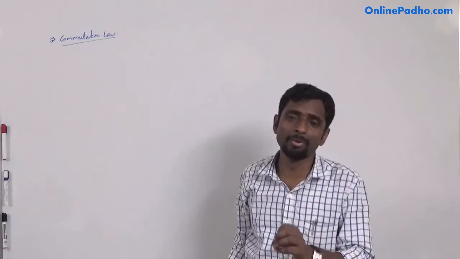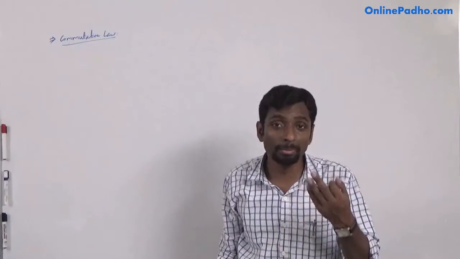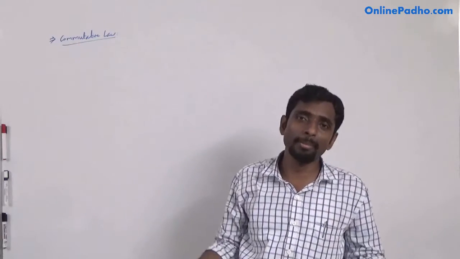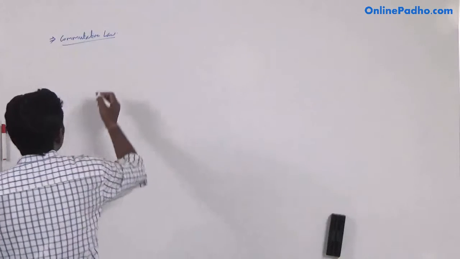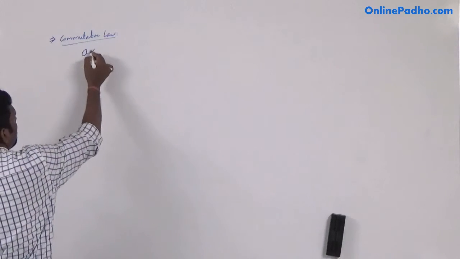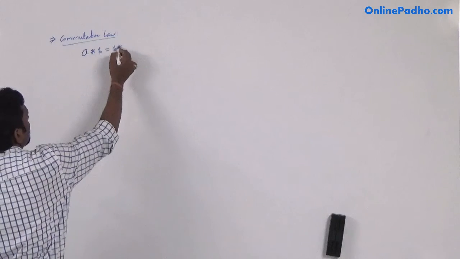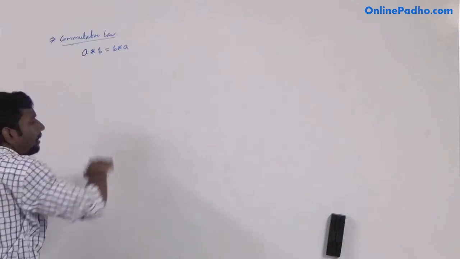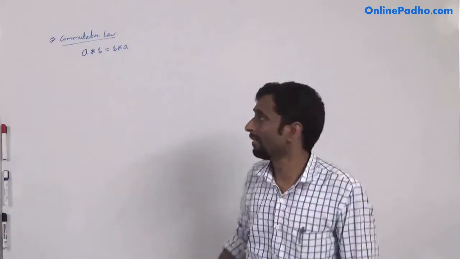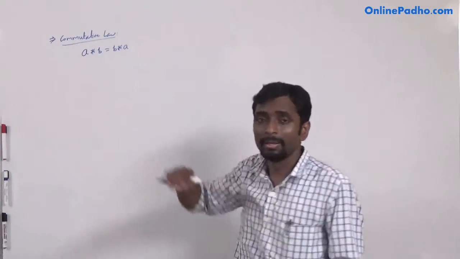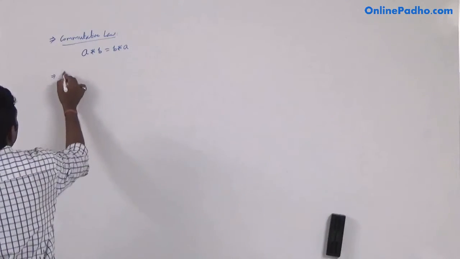Either A star B equal to A plus B, A star B equal to A minus B, A star B equal to A to the power B, A star B equal to 2A minus B, any relation that is given in the question. So what do we mean by the commutative law? If A star B is equal to B star A, if both are equal, then we can say that the commutative law is applicable in that case. If A star B is equal to B star A, this commutative law is applicable. Second, the associative law.